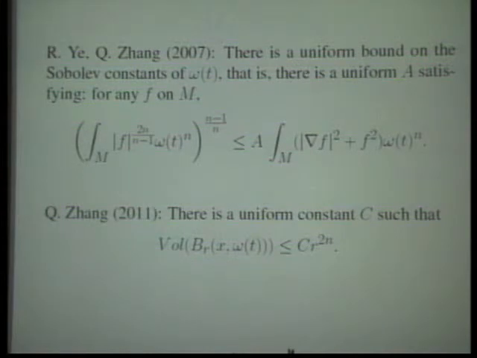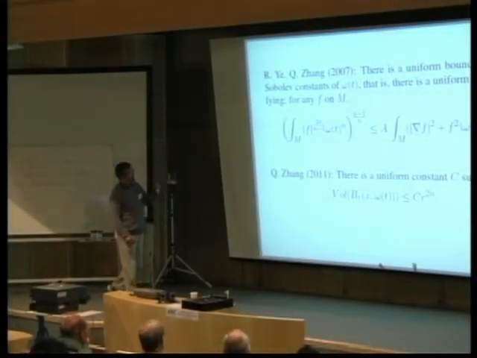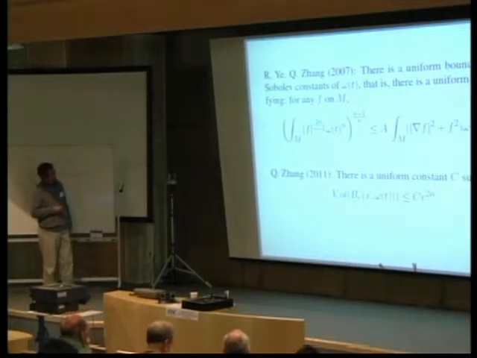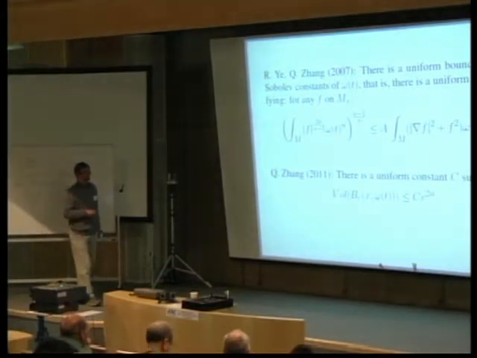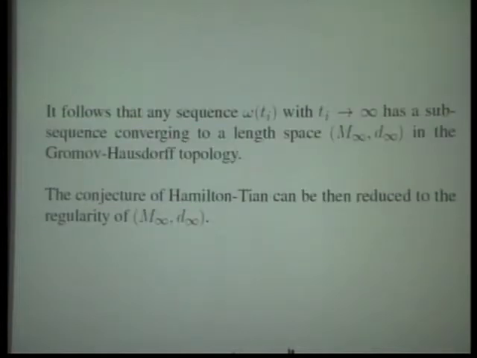Because that W functional will give you some log Sobolev inequality, and then there are some means of going from log Sobolev to Sobolev. Moreover, Zhang Qi two years ago proved there's a uniform upper bound on the volume. So not only non-collapsing, it's also non-expanding in the sense that its volume cannot grow too fast. So it follows from these things.